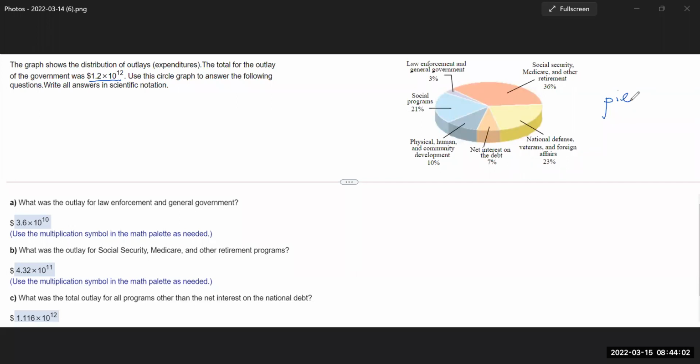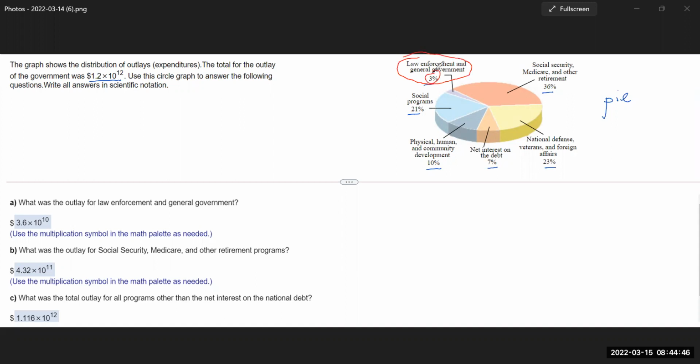Basically, this combines percentages and scientific notation. I'm going to give you two different approaches to solving this problem. The first question asks, what was the outlay for law enforcement and general government? You notice that there are percentages assigned to each of these categories of the expenditure of the government, and the question is asking us to look at how much was spent on law enforcement and general government. And this is it.